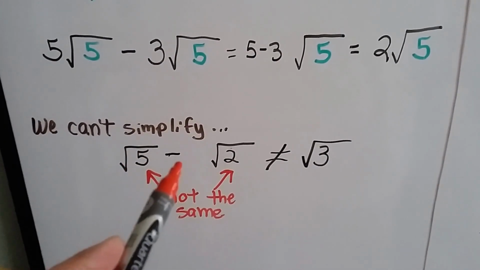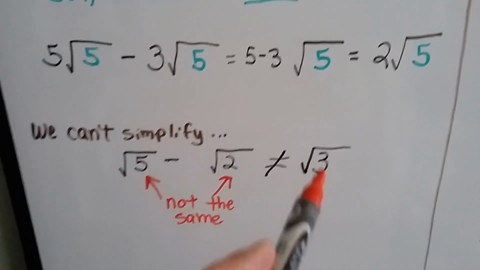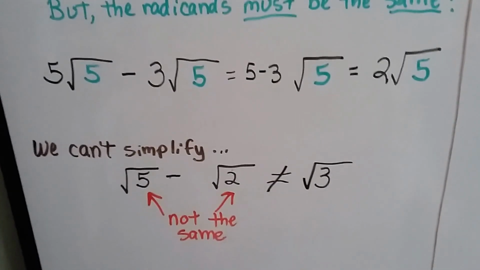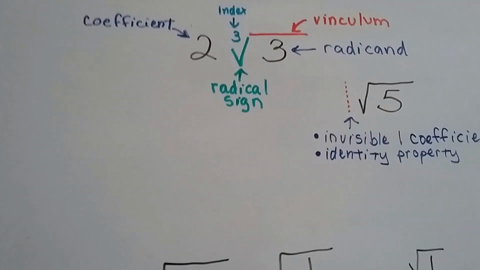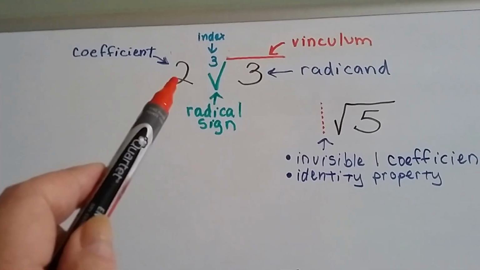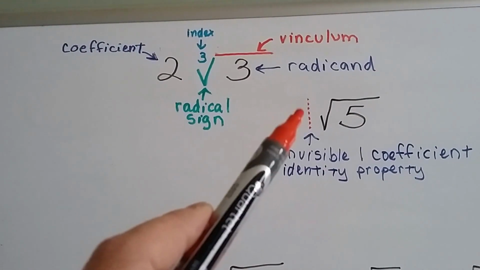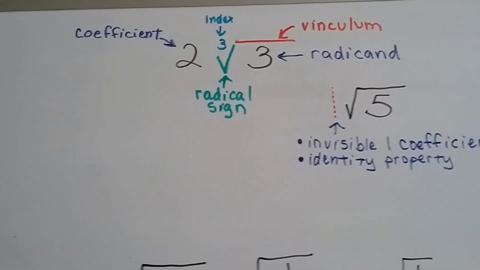That's simplified, okay? You can't simplify it if the radicands are different. You can't have the square root of 5 take away square root of 2 and get the square root of 3. It doesn't work that way, okay? And as we said in the previous video, if there's a number in front of the radical sign, that's a coefficient. And sometimes there's an invisible one there that can help us, okay?